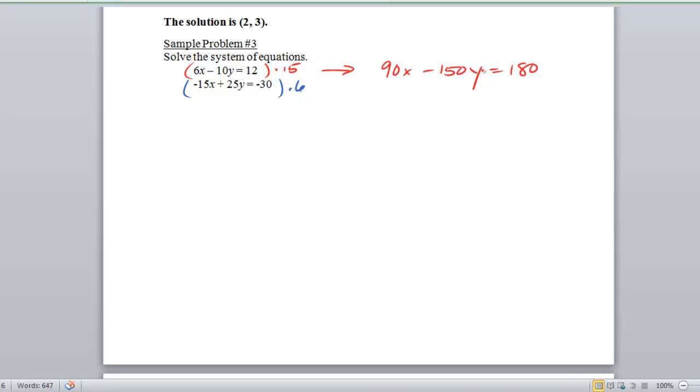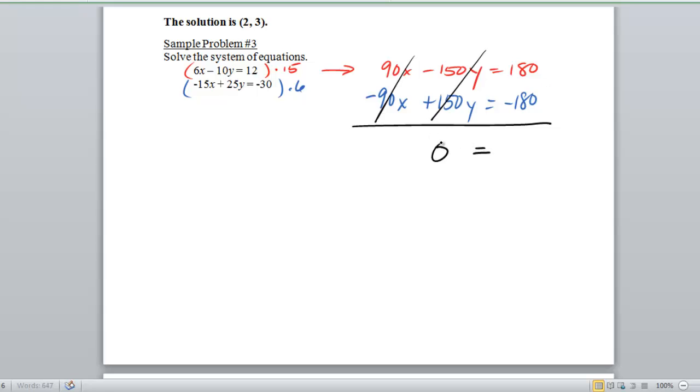90x minus 150y equals 180. Now, when I multiply 6 by the bottom one, I end up getting a negative 90x, a positive 150y, and a negative 180. And of course, if I stack those up, what ends up happening is the 90s cancel each other out, the 150s cancel each other out, so that's 0 on this side, and then the 180s cancel out on this side, leaving me 0 on this side.